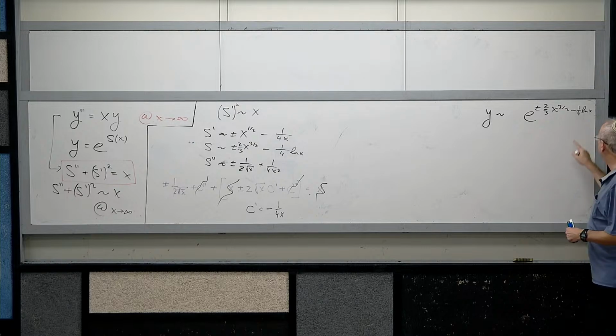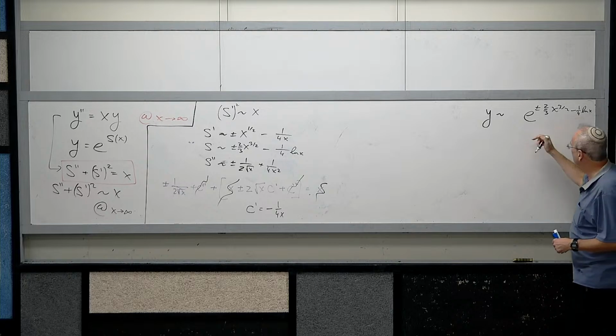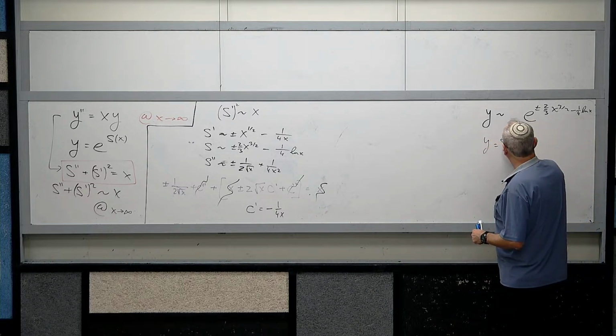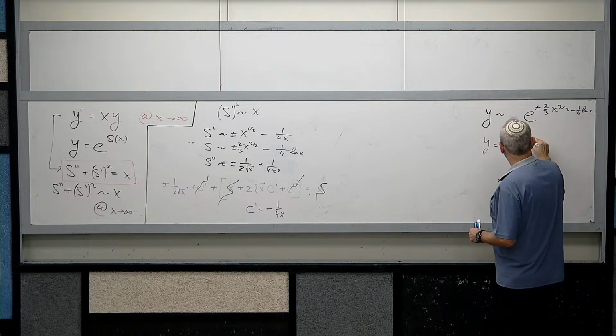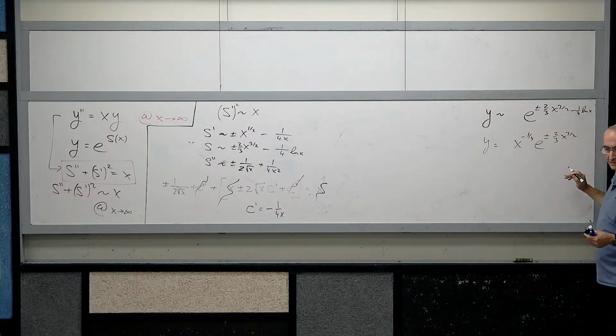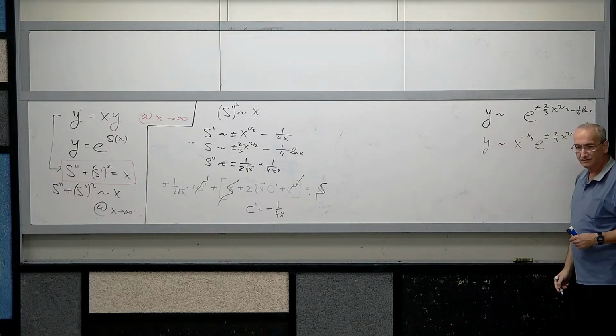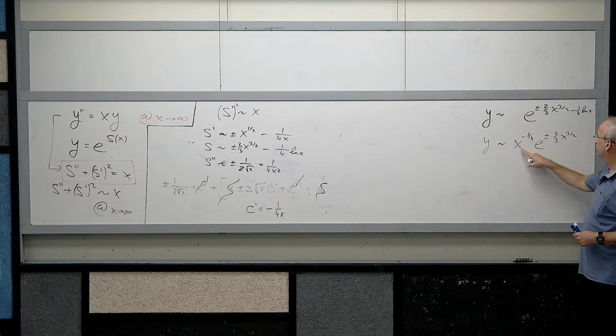Right? Now, what is e to the minus 1/4 ln x? x to the minus 1/4. So another way to write y is x to the minus 1/4 e to the plus minus 2/3 x to the 3/2. I mean, this and this are the same.